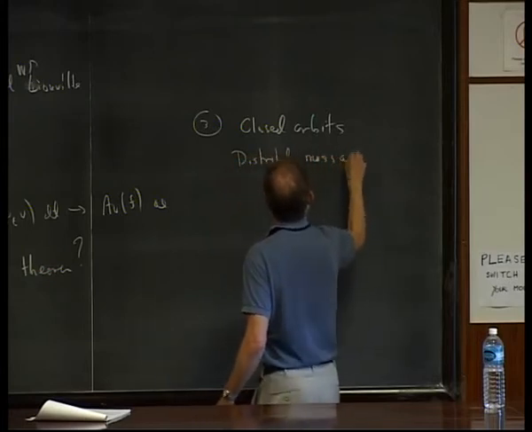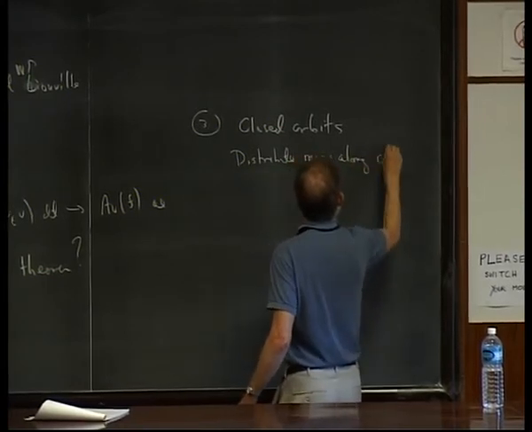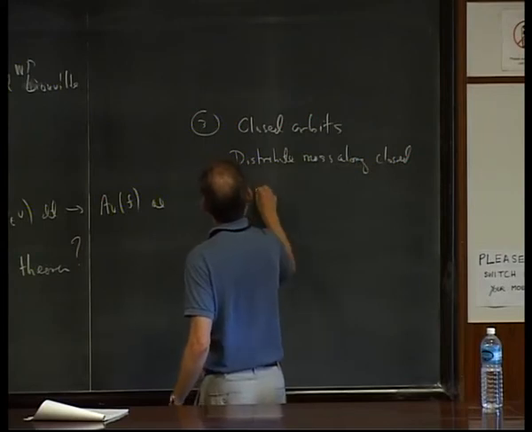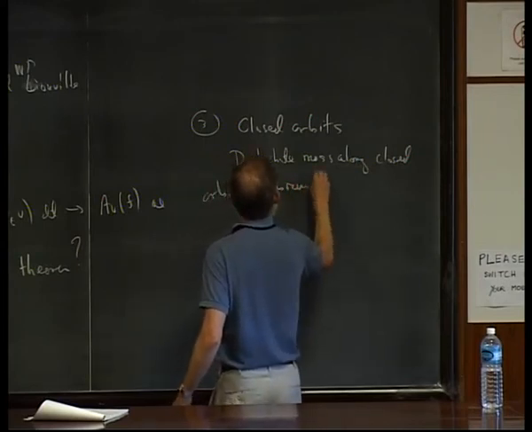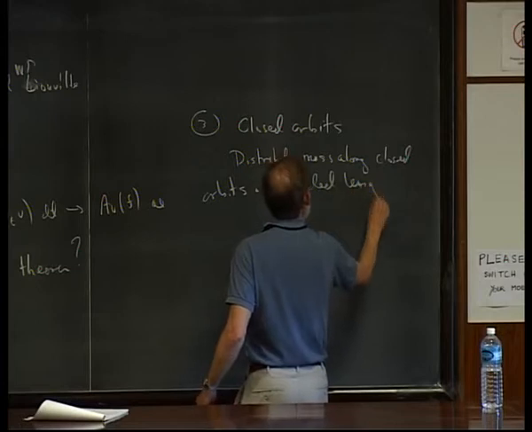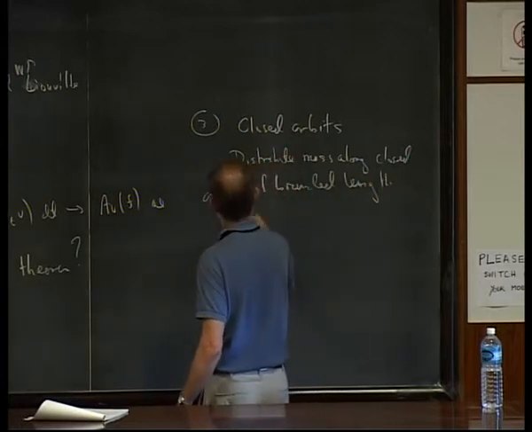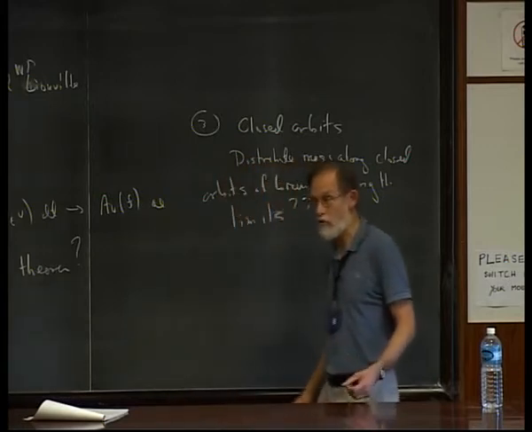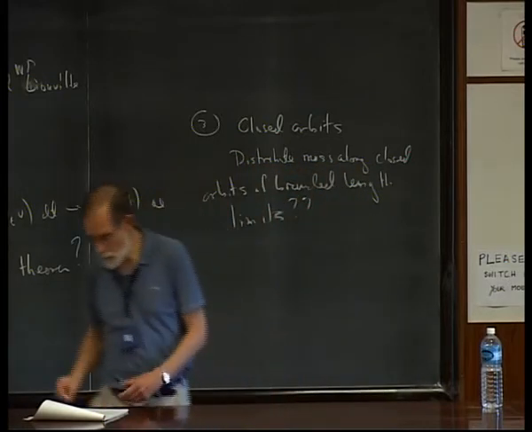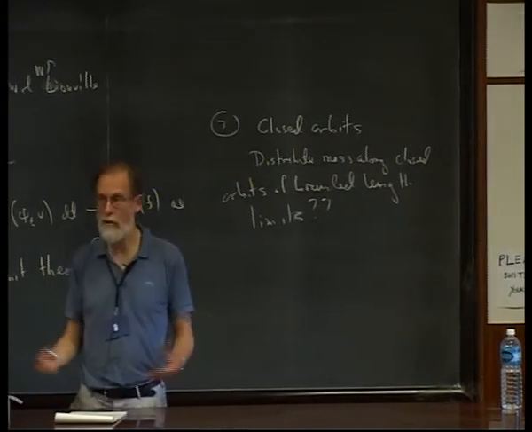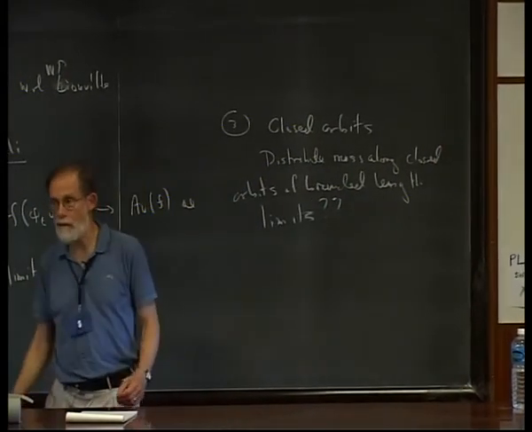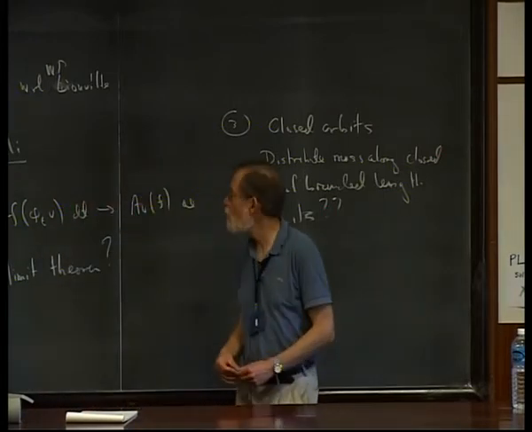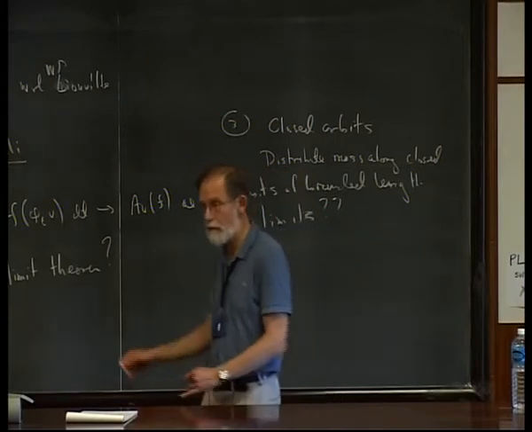So we distribute mass along closed orbits of bounded length and see what it converges to. And the experience with other examples, other hyperbolic examples, is that it converges to something significant. So one would hope that it does that again.